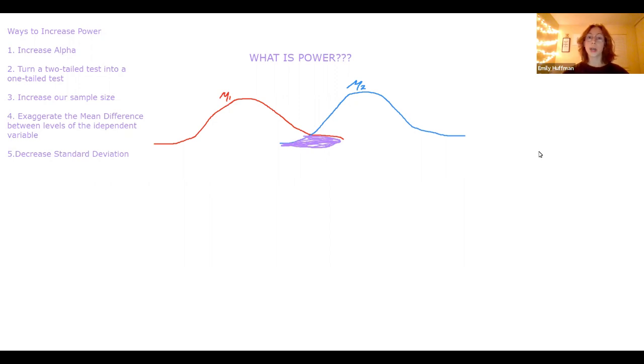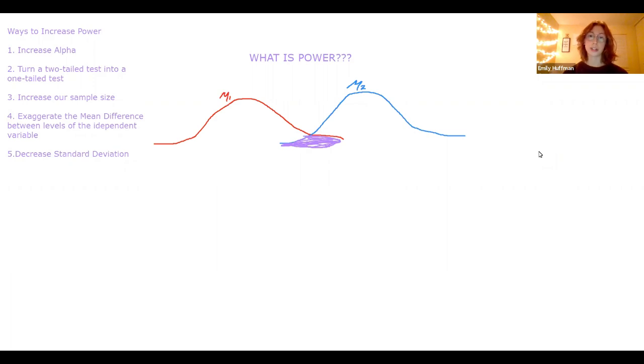So you've made it through nearly half the semester and you understand hypothesis testing, you understand p-values, and you understand that you can increase power by increasing alpha, which also increases the amount of type 2 errors. You know to turn a two-tailed test into a one-tailed test, you know to make the sample size bigger, you know to decrease the standard deviation, and you know to exaggerate the mean difference between levels of independent variables. But what does this all mean? Where does this put us? What exactly is power? And that's what I'm going to help you with today.